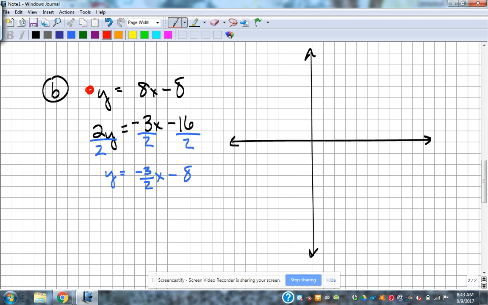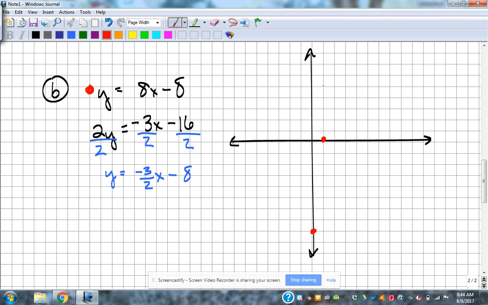So graph this one red and the other one in blue. First one, y-intercept is negative 8. 1, 2, 3, 4, 5, 6, 7, 8. Slope of 8. How do you count that? Up 8 over 1. So it's going to go through that point. You go up 8 again.